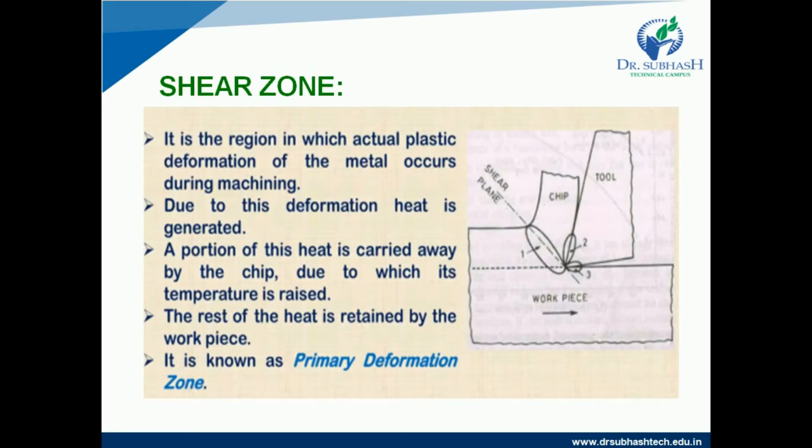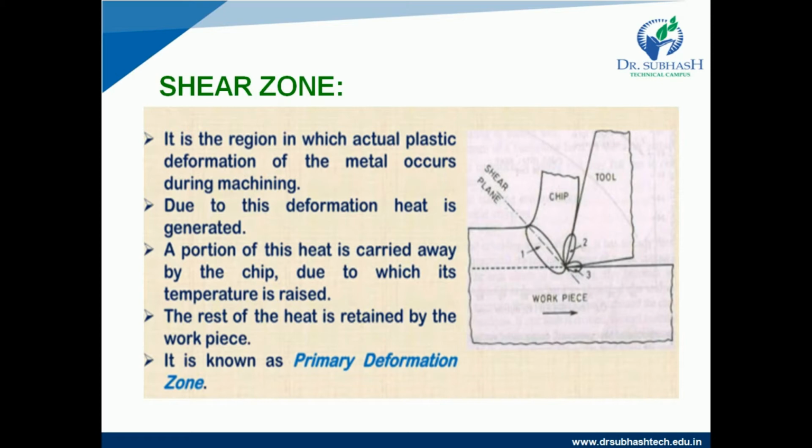So the shear zone is the region in which actual plastic deformation of the metal occurs during machining. With the use of the figure, you can easily understand where the cutting tool is, how we are removing material from the work in the form of chips, and where the shear plane is. It is nearer to that, and it is the region where actual plastic deformation of the metal occurs during machining. It is called the shear zone.